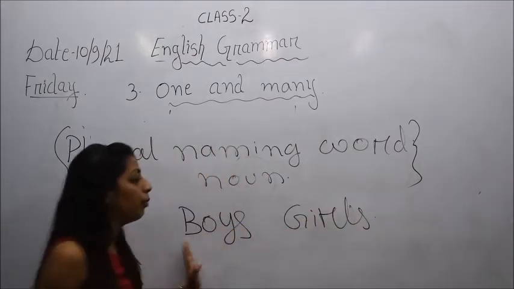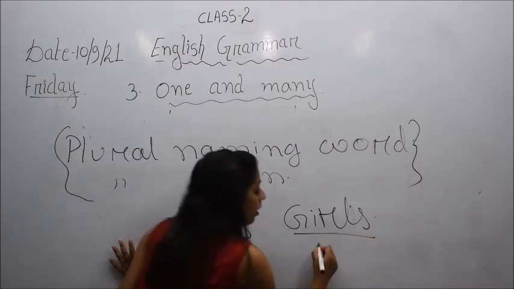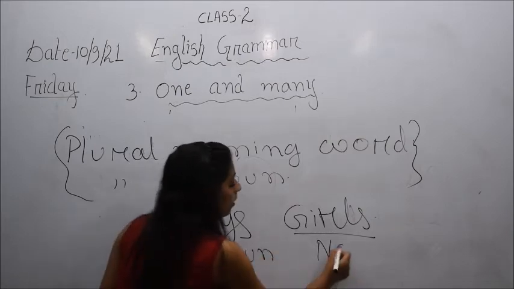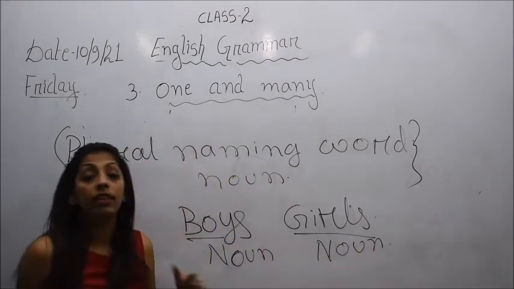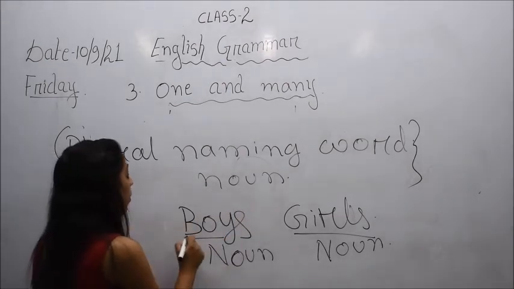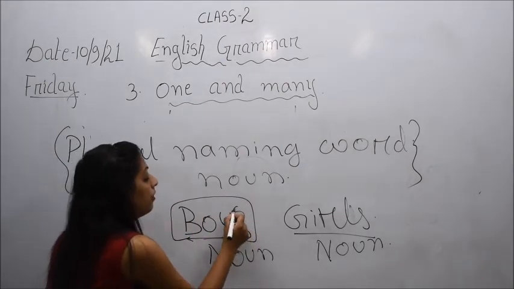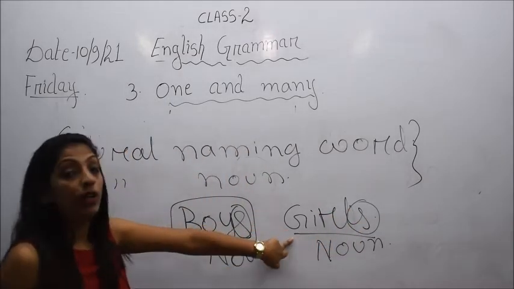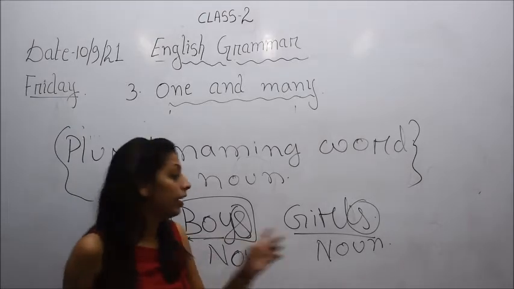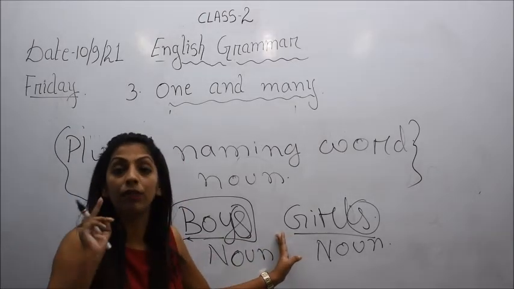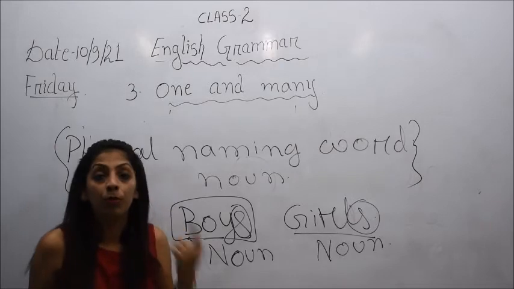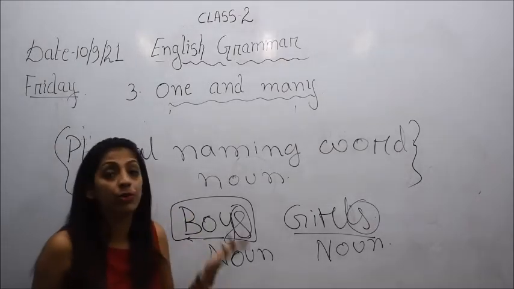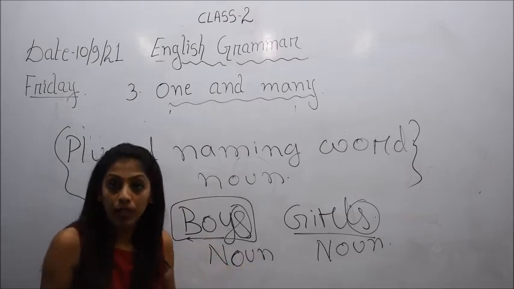So what is this, boys and girls? They are both nouns. But since we have added s in boys and s in girls, what do you understand by it? That there is more than one girl, and also more than one boy. So this is how you come to know which one is a plural noun and which one is a singular noun.